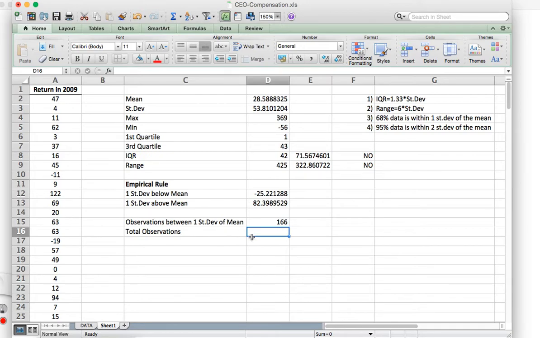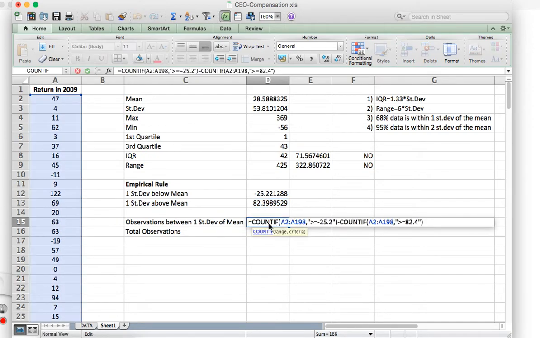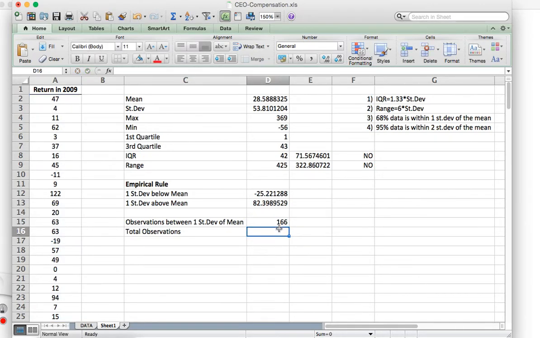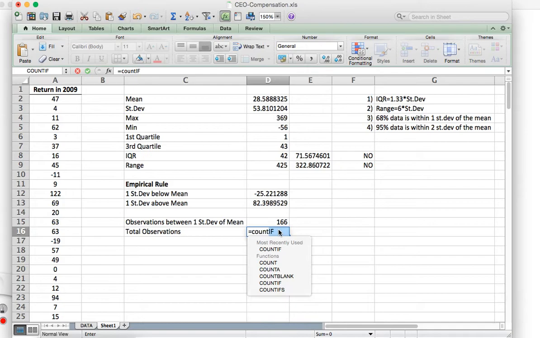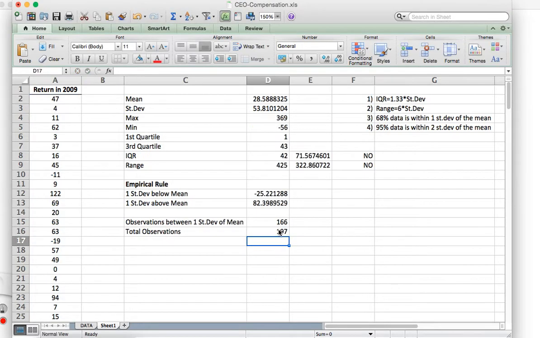Now, what is the total observation? Well, that is easy to find. Let me first copy this range. So we will count now total observations. So COUNT, now it's a normal count within this range. Okay, there are double brackets. So there are 197 observations, of which 166 lie between these two numbers.